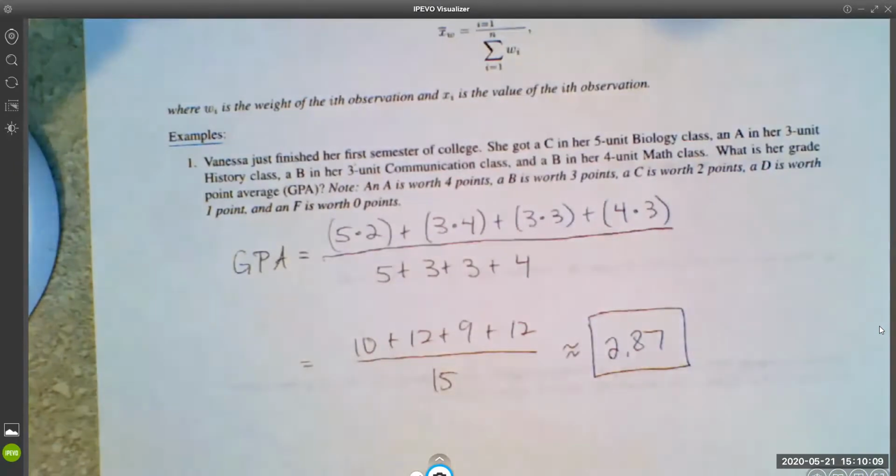So if you've ever wondered why your GPA is what it is when you thought it should be different, well, now you can calculate your GPA, right? And figure out why you're getting what you're getting for your GPA.